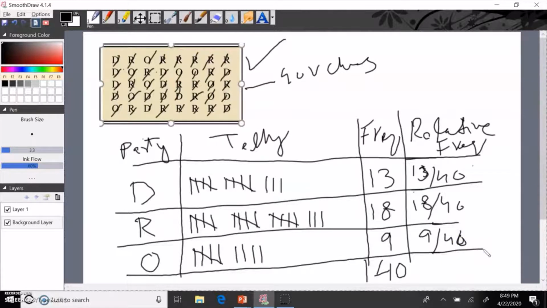And one other important thing: if you add the relative frequency column, the answer always comes out to be 1. That's one of the properties. So you need to remember that the sum of all frequencies is always equal to the total number of observations, and the sum of all relative frequencies is always equal to 1. That's how you make a frequency and relative frequency distribution, and that's how you're going to work.